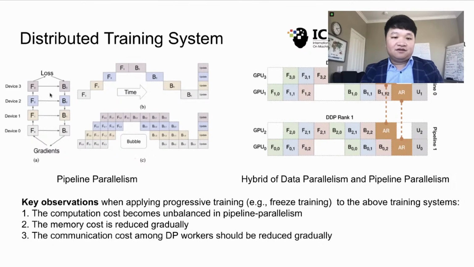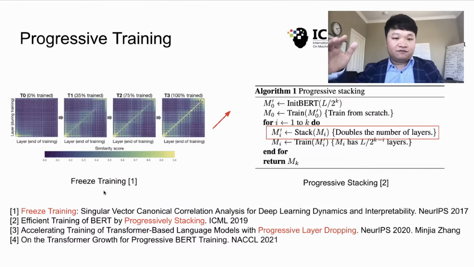Let's first look at progressive training. Progressive training means that during the training, we can enlarge the number of layers or shrink the number of layers that join the training. For example, on the right side, there's a training method called progressive stacking, published in ICML 2019. The idea is that during training, in different iterations, we can use a different number of layers. And on the left side, you can see freeze training is a similar concept, but in the opposite way: we shrink the number of layers and freeze them gradually during training.